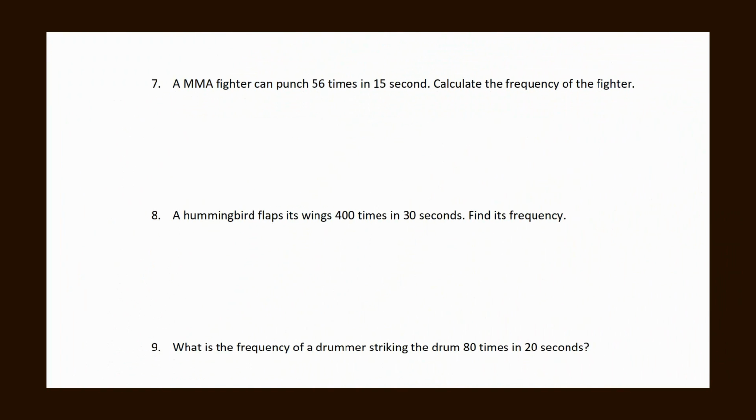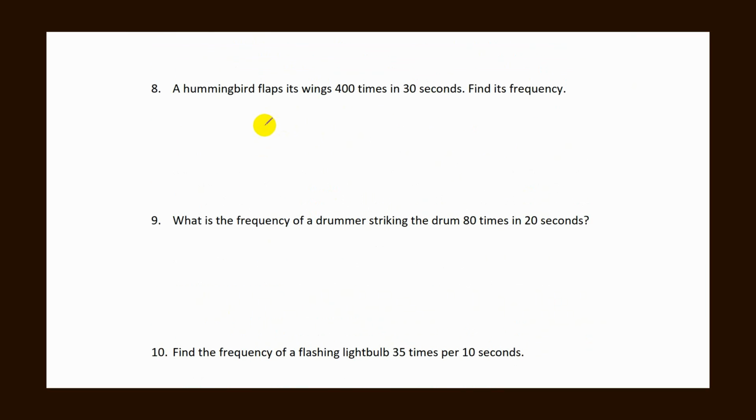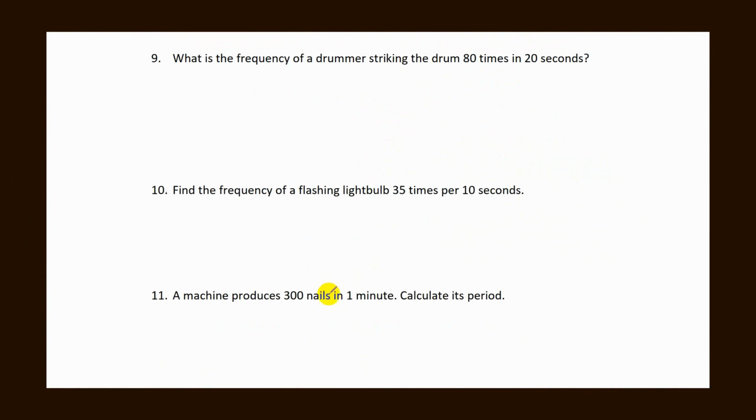Okay, the last page is fairly similar. Frequency is how often something occurs. So in this case, 400 times in 30 seconds. So frequency will be equal to 400 per certain amount of time, which is 30 in this case. And that will give you 13.3 repeating. So you have units. Units is very important. Let's move on to the last one.